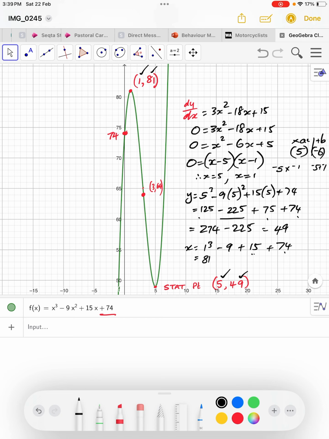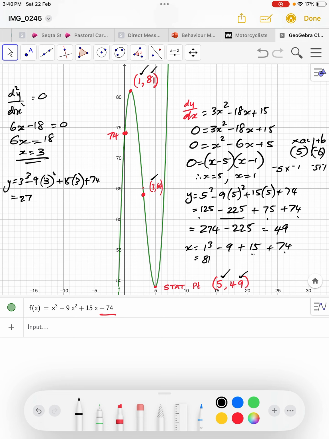Let's find this point of inflection, and that's when the second derivative equals 0. So the second derivative is 6x minus 18. So 6x equals 18, x equals 3. Yes, x equals 3. Substitute that into the equation. So y equals 3 cubed minus 9 times 3 squared plus 15 times 3 plus 74, and we get 27 minus 81 plus 45 plus 74.